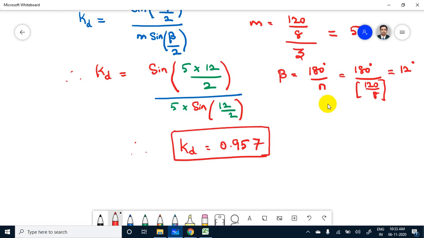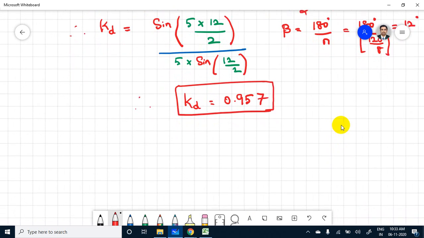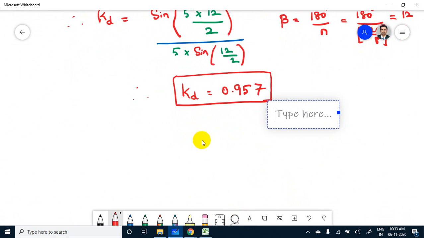Okay, do you understand this problem? Can we go on to the second problem? Can I move to the second problem now? Second problem. Problem 2.